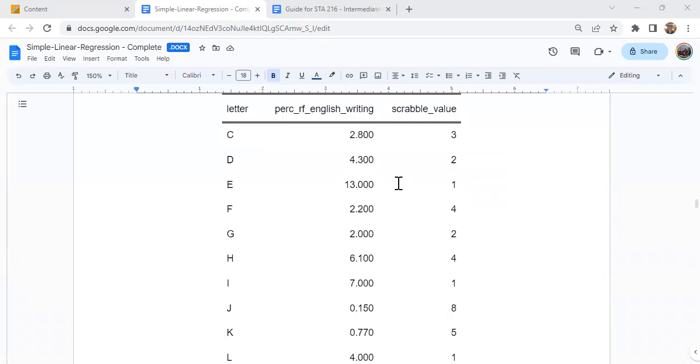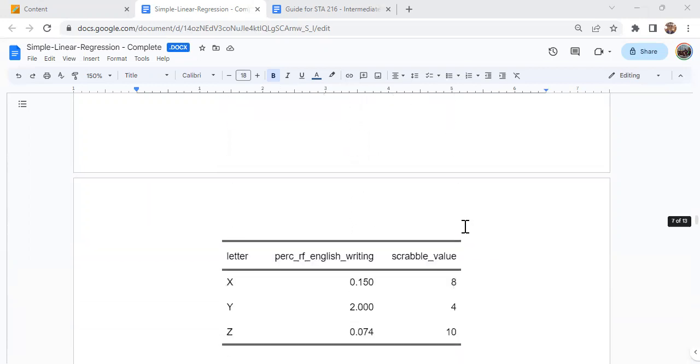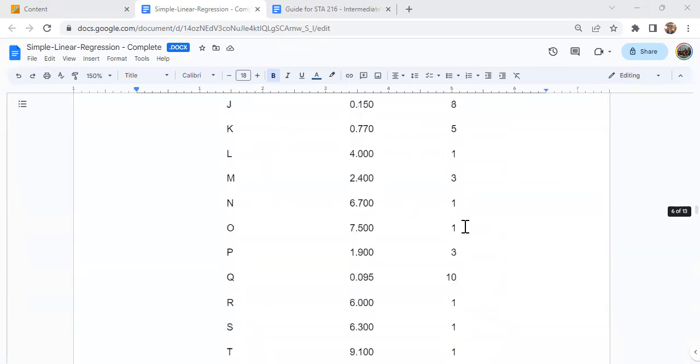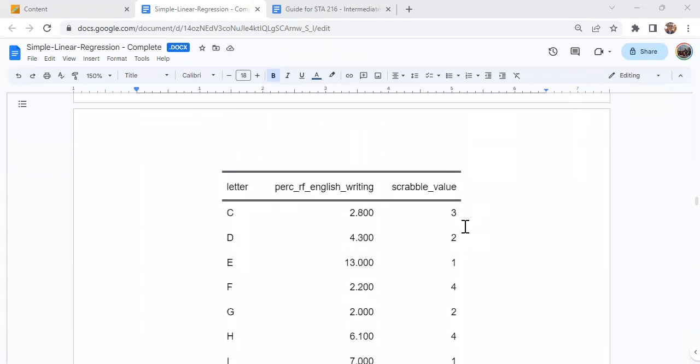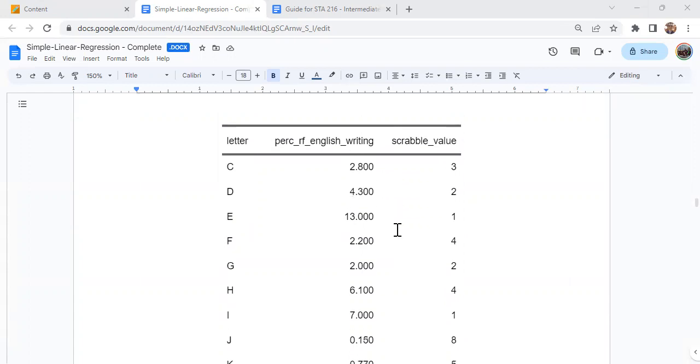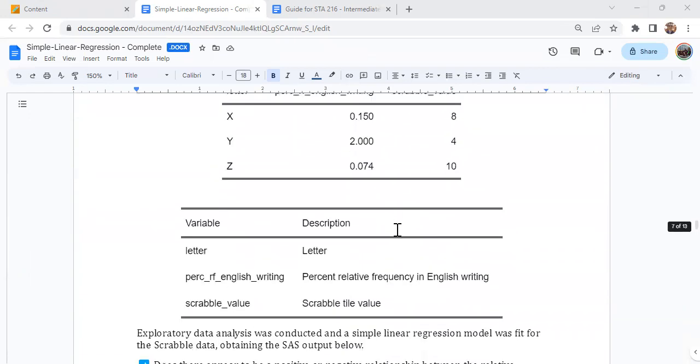So this is a great example for simple linear regression because we have two quantitative variables and they're likely related to each other here. So we were looking at using linear regression to predict or to model a point value for a Scrabble tile for a letter specifically using its relative frequency. Okay.